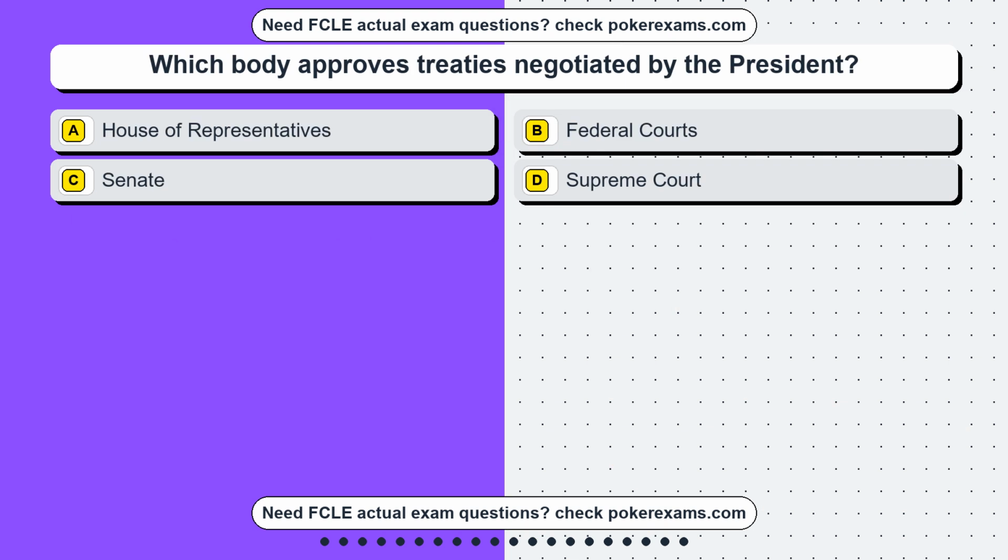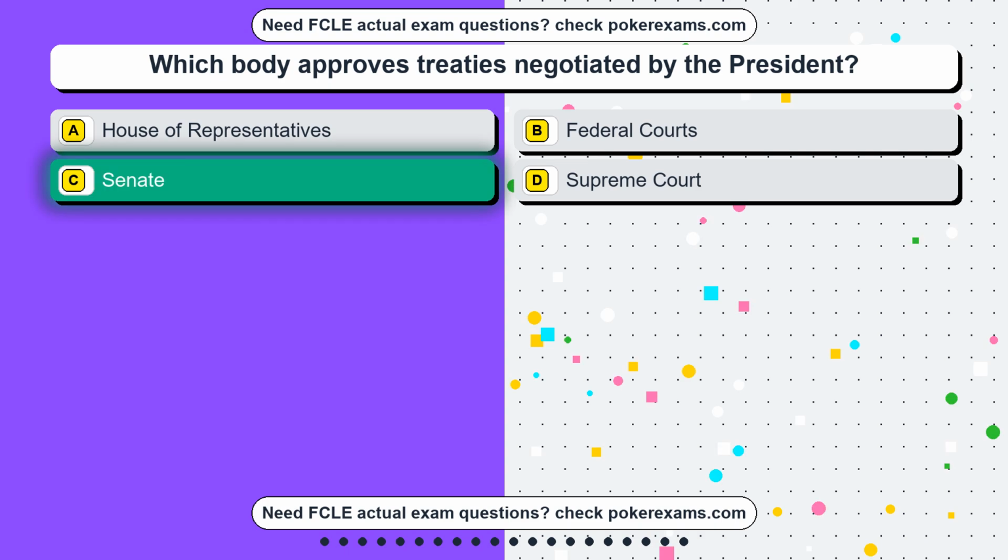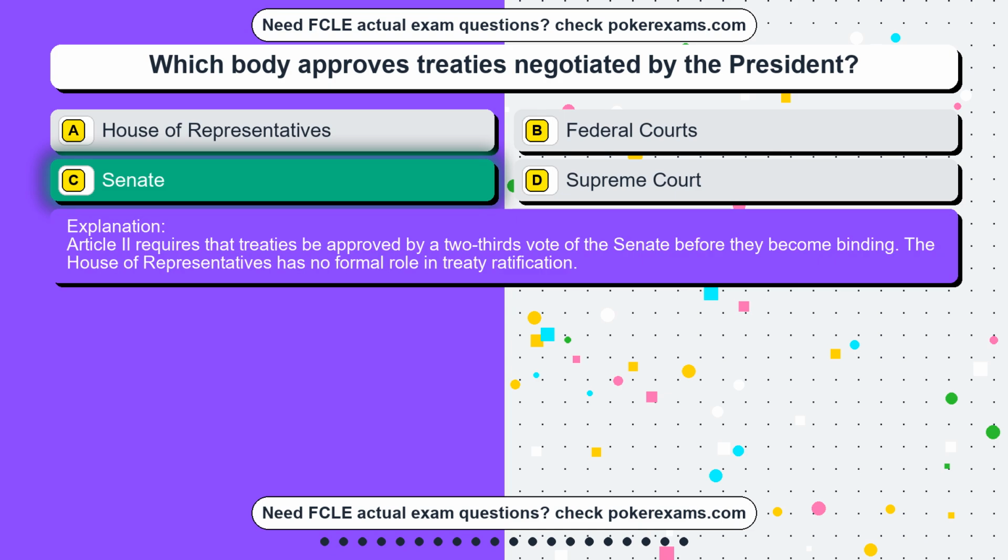Question 12. Which body approves treaties negotiated by the President? Option A. House of Representatives. Option B. Federal Courts. Option C. Senate. Option D. Supreme Court. The correct answer is option C. Senate. Article 2 requires that treaties be approved by a 2/3 vote of the Senate before they become binding. The House of Representatives has no formal role in treaty ratification.